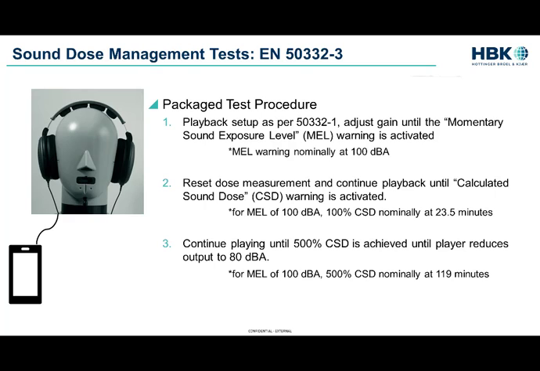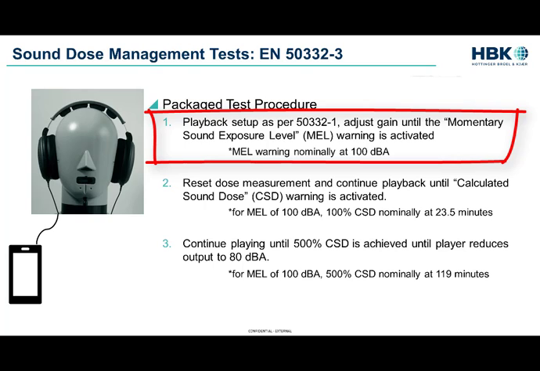The noise dose test for a packaged audio device with headphones is configured very similarly to 50332-1. In this case, however, we execute it a little bit differently. Instead, we'll check to see that noise control warnings and automatic limit functions according to applicable regulations. First, we need to confirm the momentary sound exposure level warning behavior. When the playback level reaches a diffuse field level of 100 dBA, the MEL warning should appear on the device.